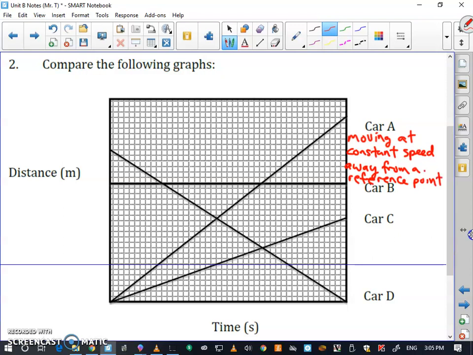Take a look at what car B is doing. Like no distance is covered and time keeps moving along because it's a flat horizontal line, so it would be at rest, which means stationary, it means not moving. Car C, that's doing the same as car A, but the line's not as steep, so it's a slower rate of motion. So same as car A, but slower. Okay?